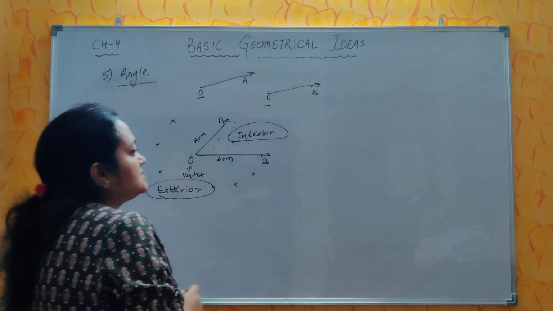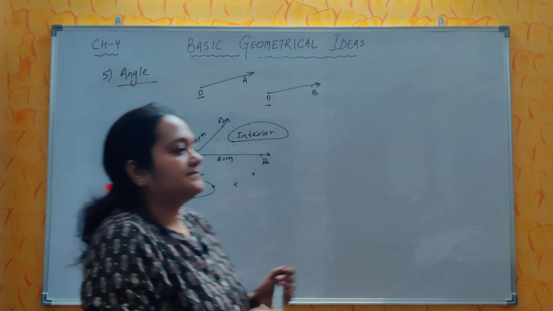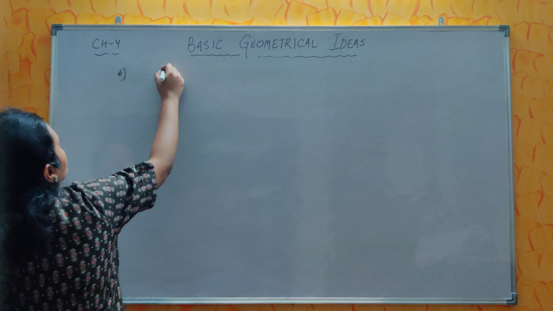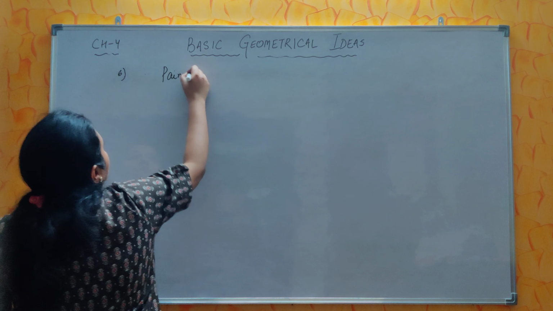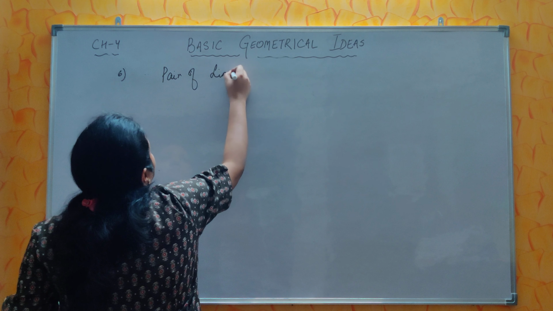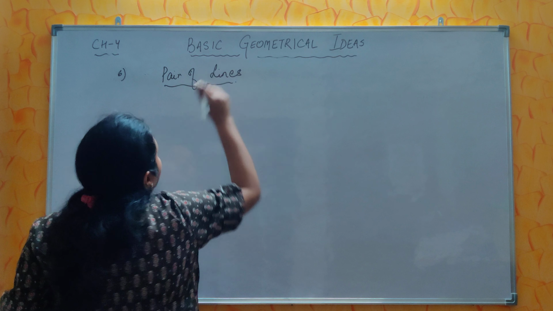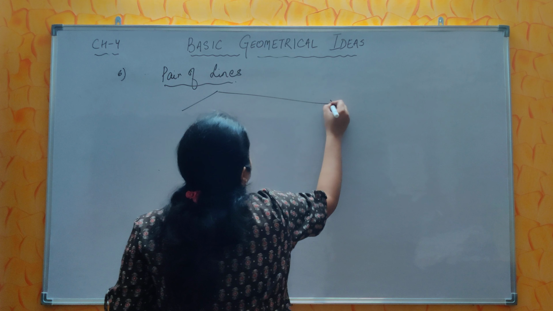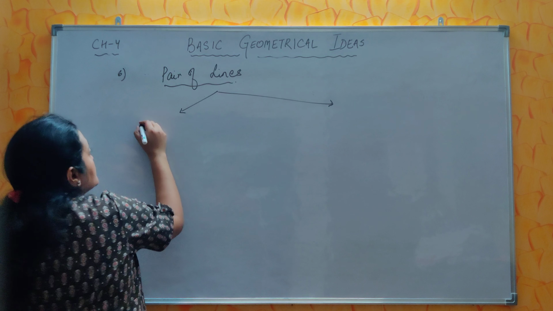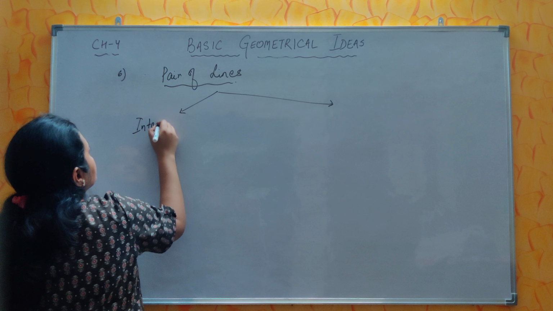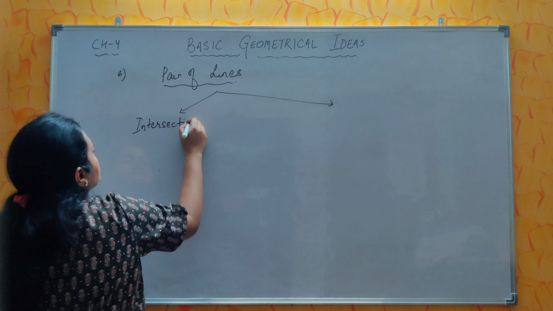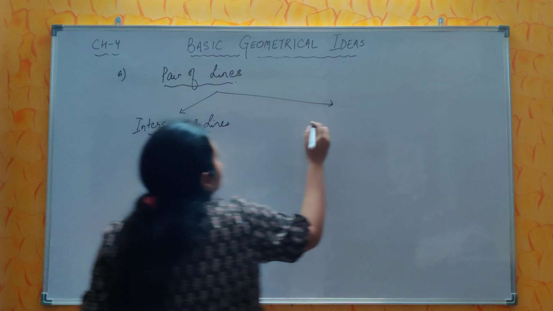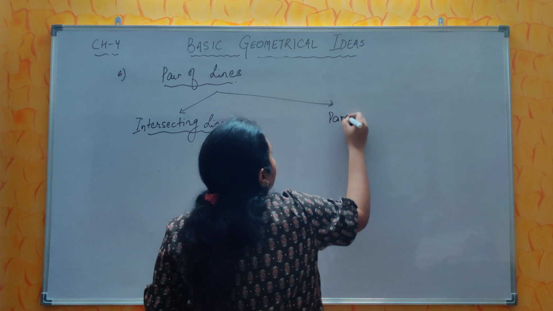Now let's discuss the pair of lines. Pair means we are talking about two lines. So they are of two types. One is the intersecting lines, and parallel lines.